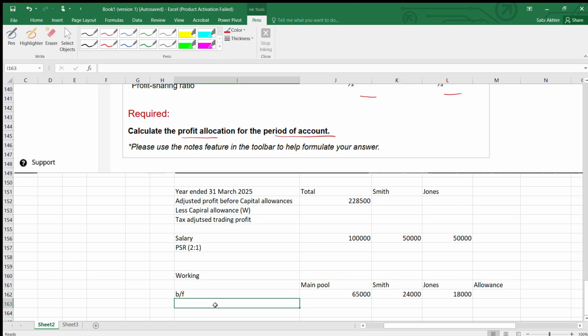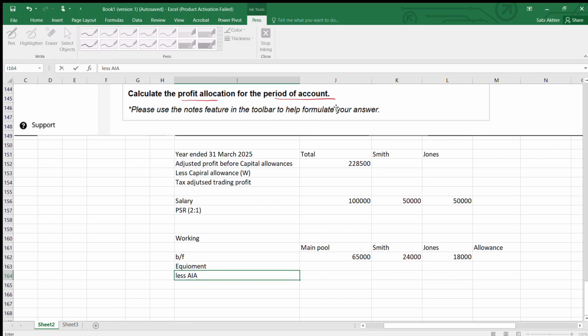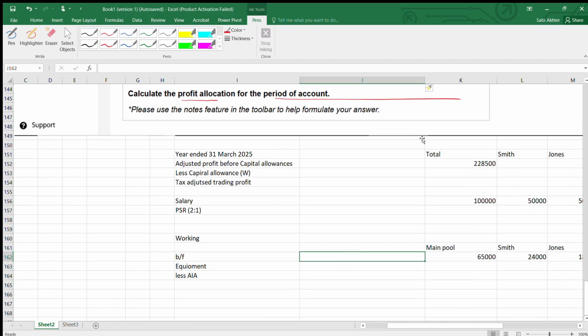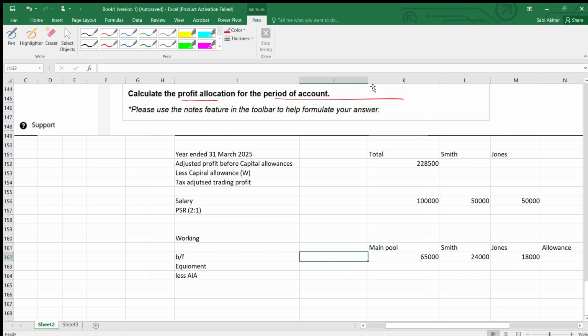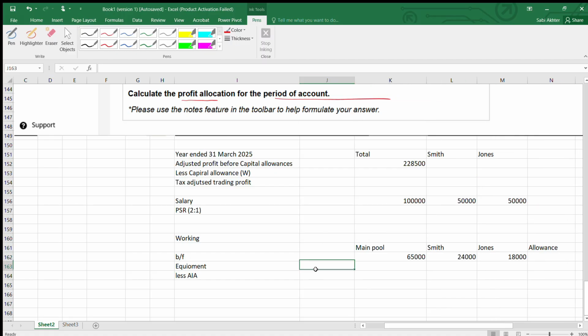So additions qualifying for AIA. We'll write equipment and we'll deduct AIA. It's qualifying for AIA. There's a column for it. What is the amount of the equipment? 25,000. And the AIA limit is 1 million, so you can deduct the full 25,000. This 25,000 is an allowance. We'll add it in the allowance column. Okay.